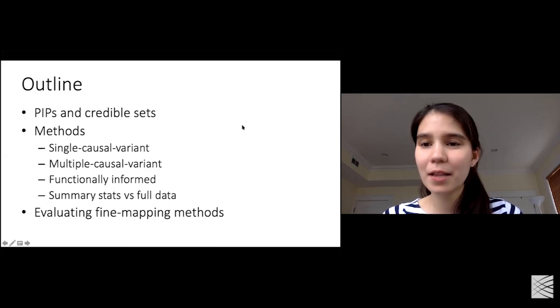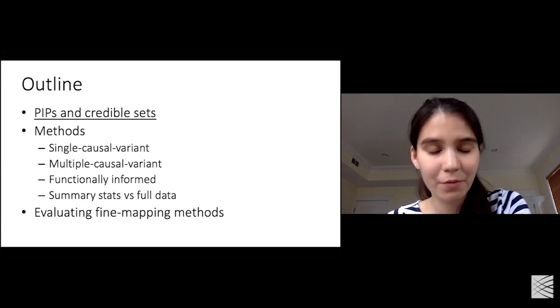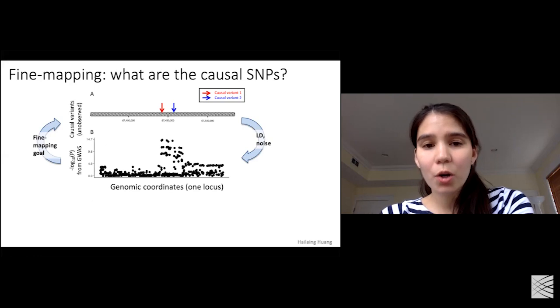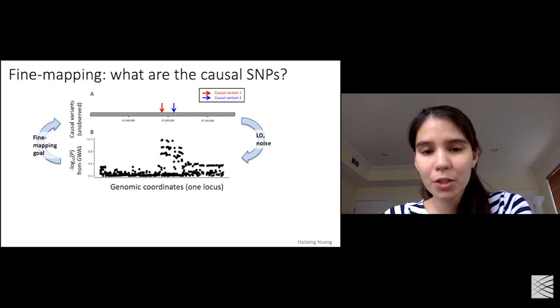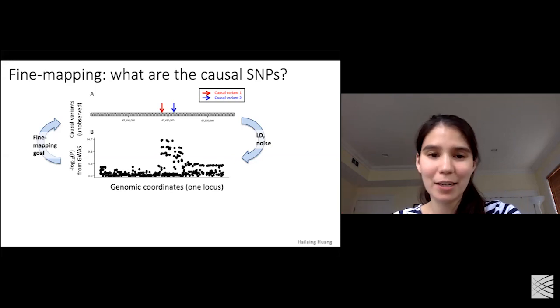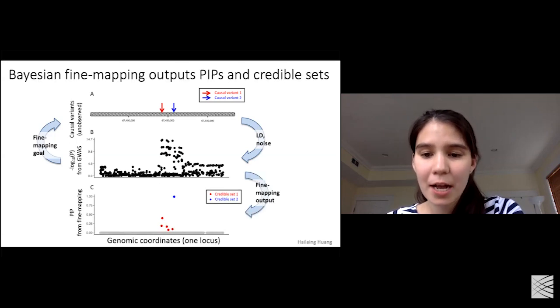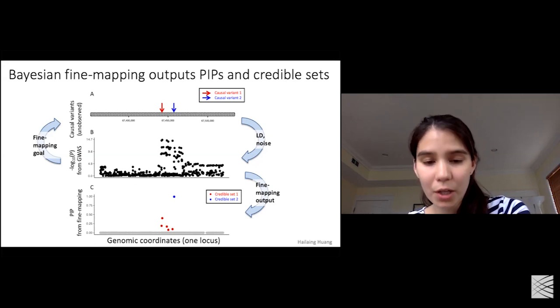Great. So then let me continue with PIPs and credible sets. What are these basic concepts? Our goal in fine mapping is to recover the causal variants, but of course we can't always recover exactly what the causal variants are with precise accuracy and perfect confidence. And so what does the output of a fine mapping algorithm typically look like?